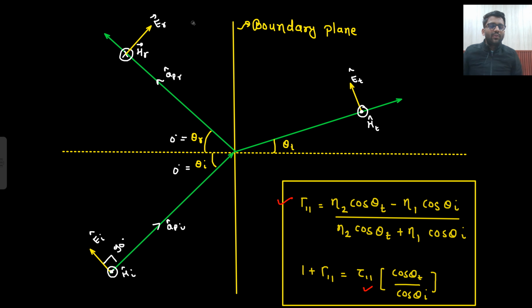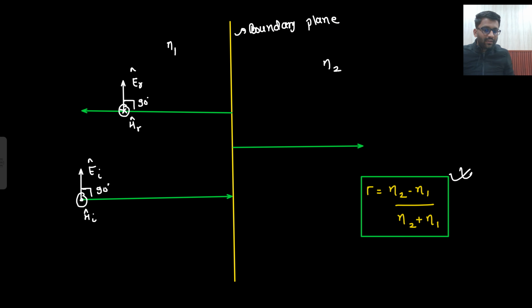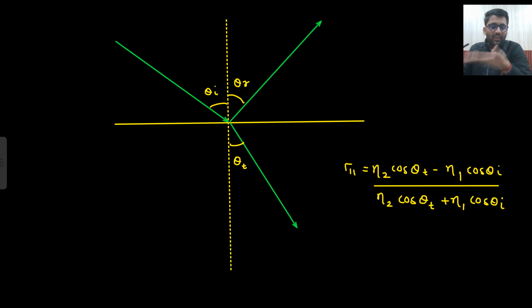Now in this particular case, what we were considering is that this is my boundary plane, this is how the wave is coming, this is how it is reflected back, and this is how it is transmitted. Now what if this is my boundary plane? How will the wave come? This is how the wave will come, this is how it will be reflected back, and this is how it will be transmitted, right?